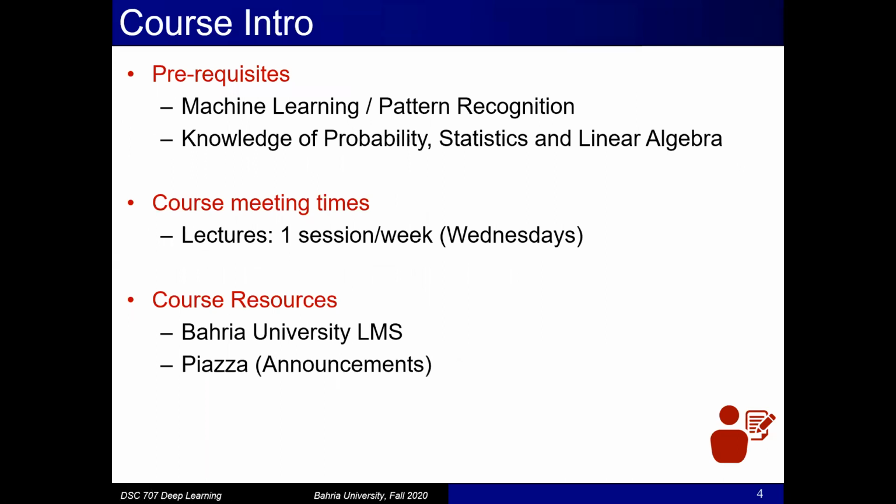As you must be knowing, machine learning is the official prerequisite for this course. But even if you have taken a similar course like pattern recognition, then it's okay. That would do the job. But other than that, we also expect that you have some basic knowledge of probability, statistics, and to some extent linear algebra. These are a few concepts that would be used during different topics of this course.